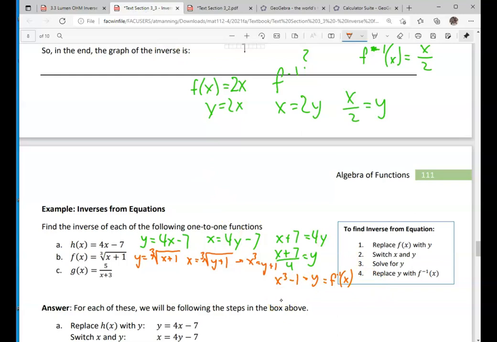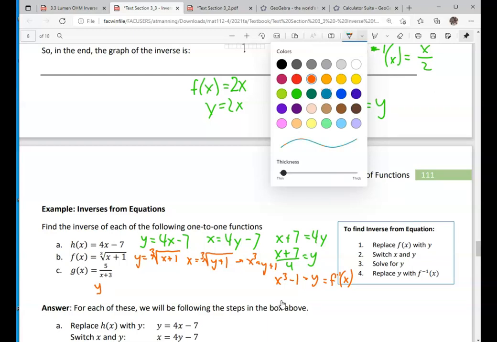How about this one? Think you can do that one? If you're watching the video, pause it. See if you can get that. Let's do it real quick here. Oh, I'll do a different color. Let's change it to blue. Baby blue. Erase.